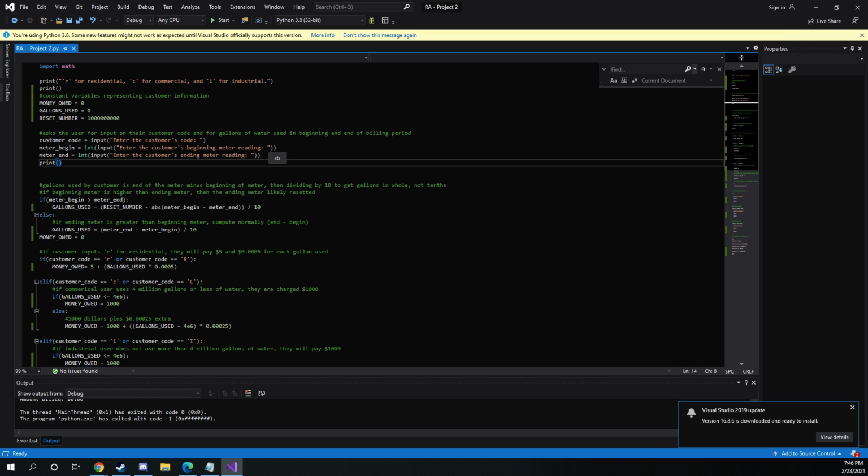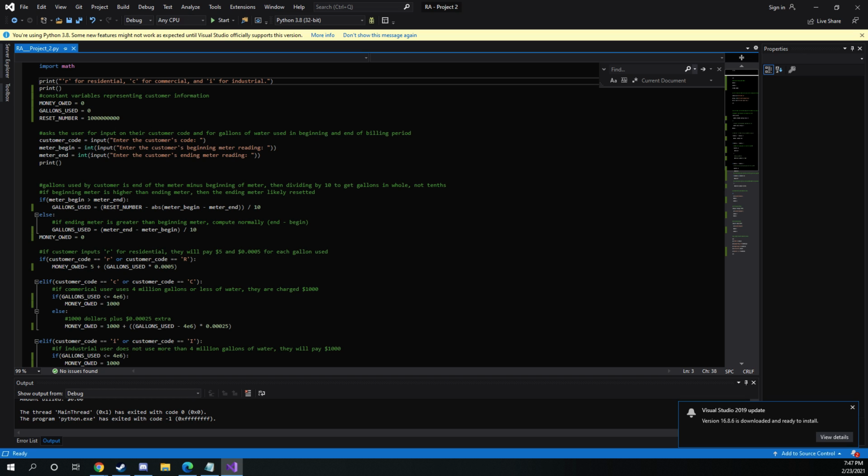Okay, this program I designed was programmed to compute information for a water utility company based on the information a customer inputted. So at the start of the program I print R for residential, C for commercial, and I for industrial. And this is just for the user to understand what they need to input for the first input coming up. But before we create those inputs, I initialize three variables, one of them being a constant variable.